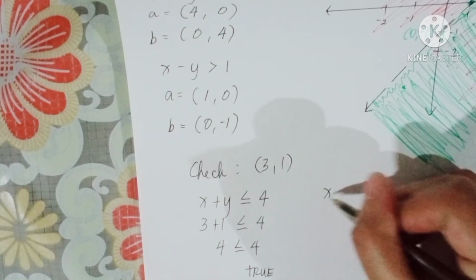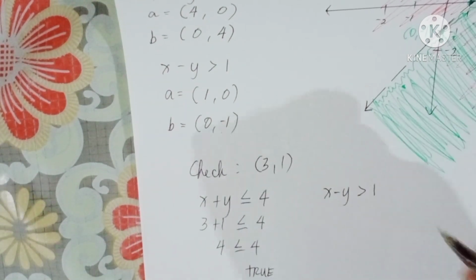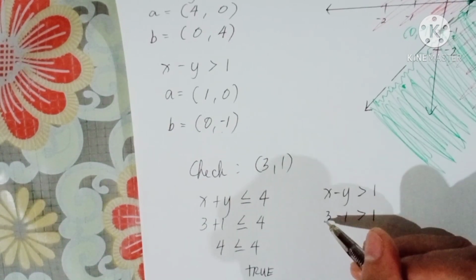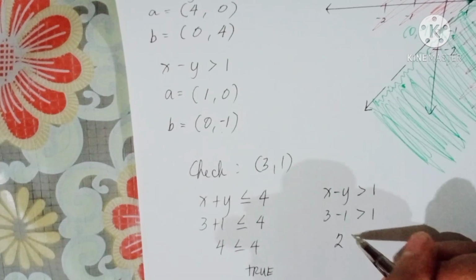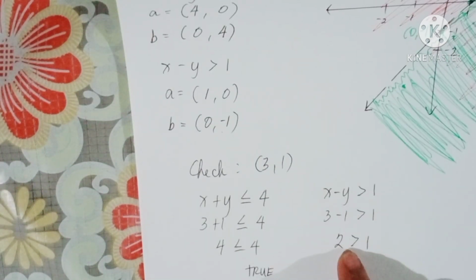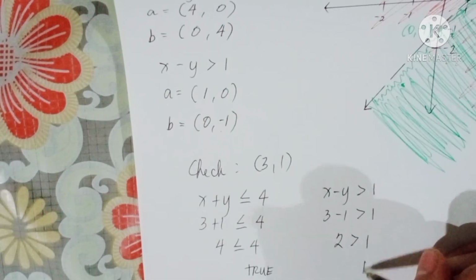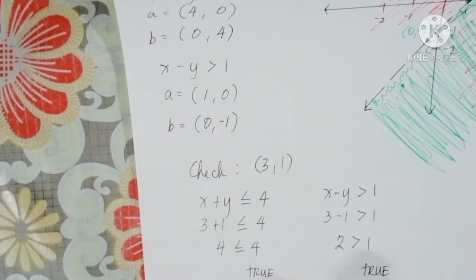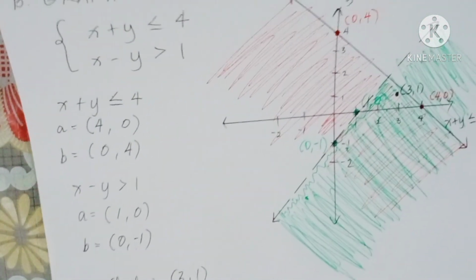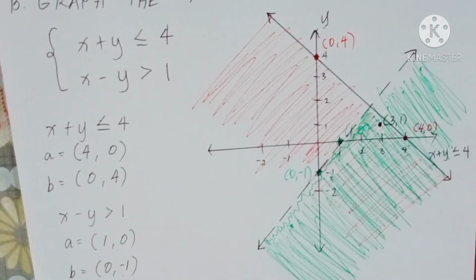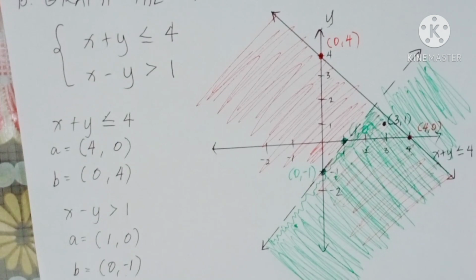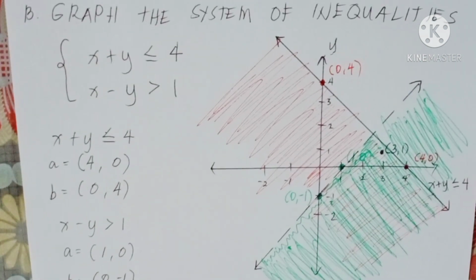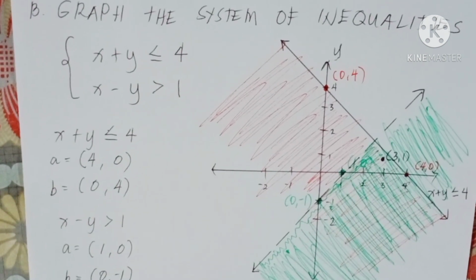How about on the x minus y greater than 1? So we have 3 minus 1 is greater than 1. So what is 3 minus 1? That is 2. So is 2 greater than 1? And that's also true. So this is how to graph and to check the system of linear inequalities in two variables. I hope this helped you. Thank you.